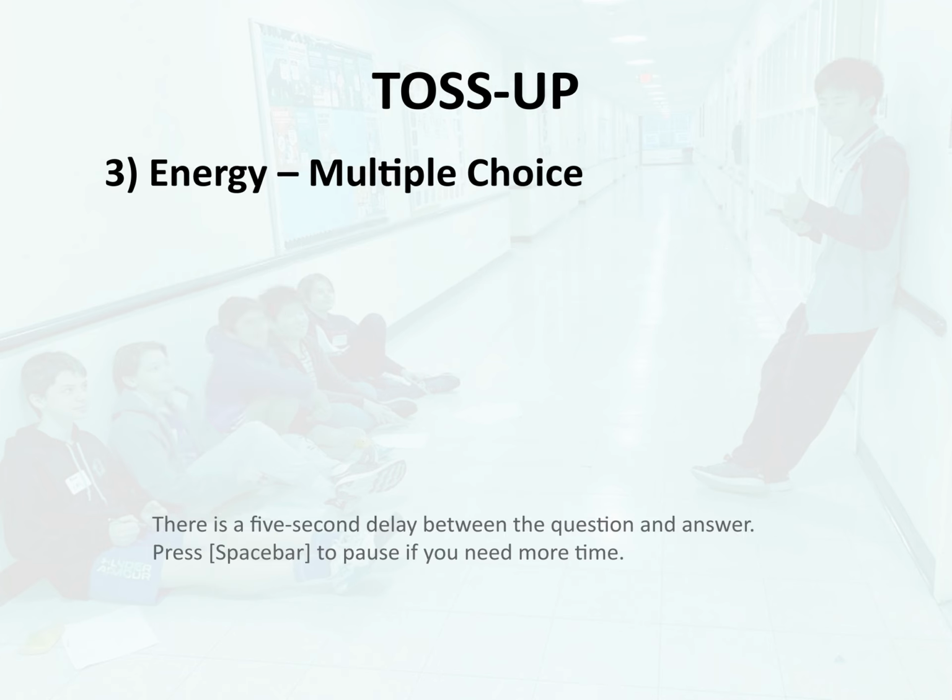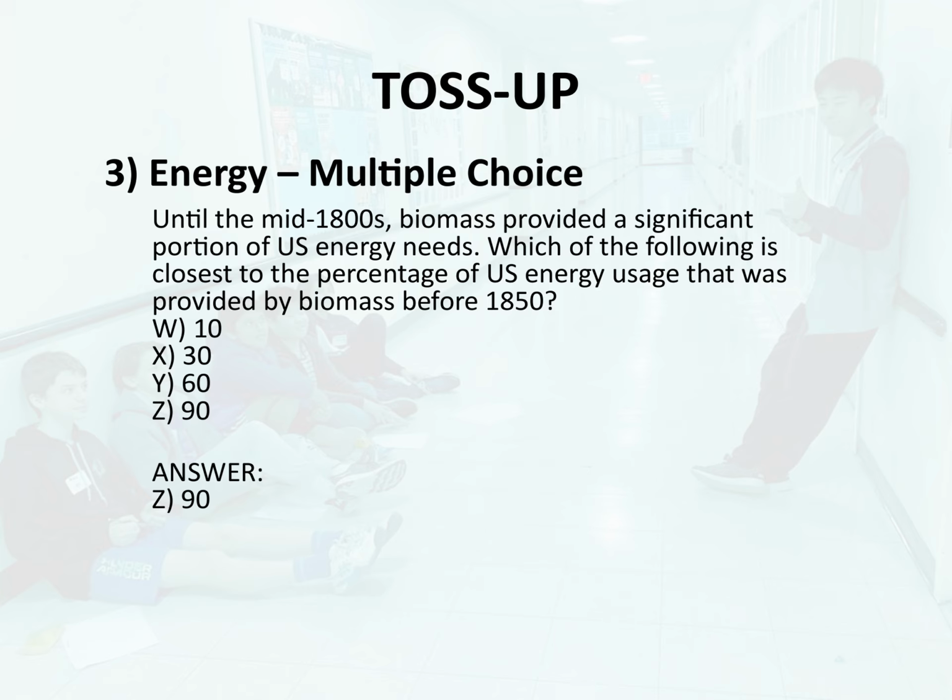Toss-up 3. Energy, multiple choice. Until the mid-1800s, biomass provided a significant portion of U.S. energy needs. Which of the following is closest to the percentage of U.S. energy usage that was provided by biomass before 1850? W. 10. X. 30. Y. 60. Z. 90. Answer: Z. 90.